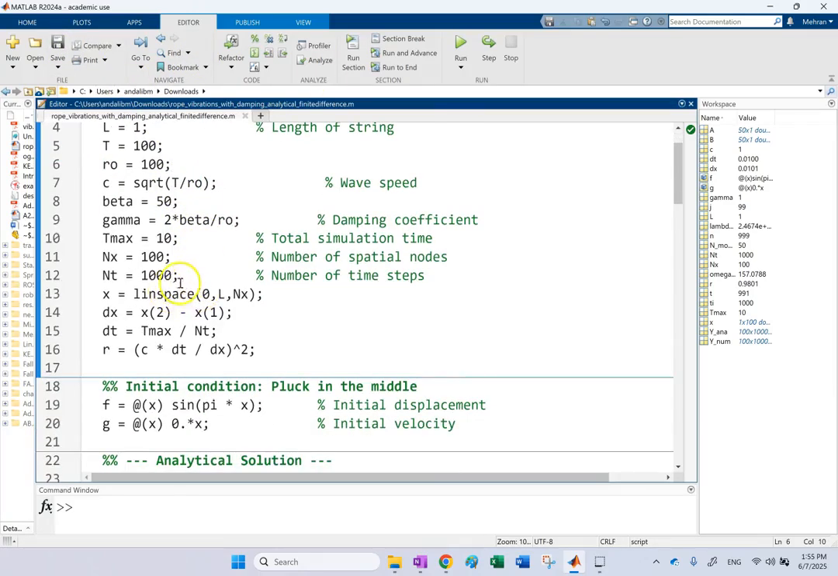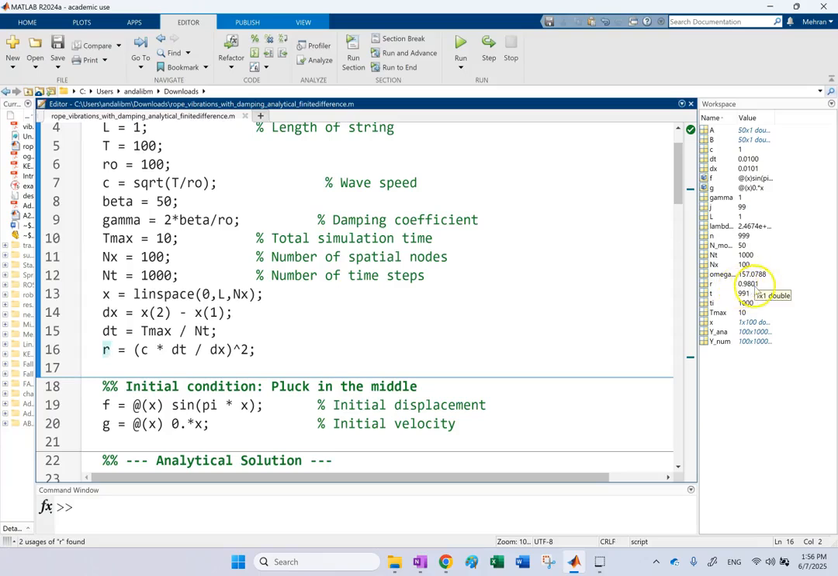And then these are the numbers I have. I have 100 nodes and then 1000 time steps, and the maximum time I have is 10 seconds. So 10 seconds divided by 1000 is your time step. Now here you calculate r, and you have to make sure your r is less than 1, and you see in this case when I ran it, the r was 0.98, so it's barely less than 1, so I'm good.